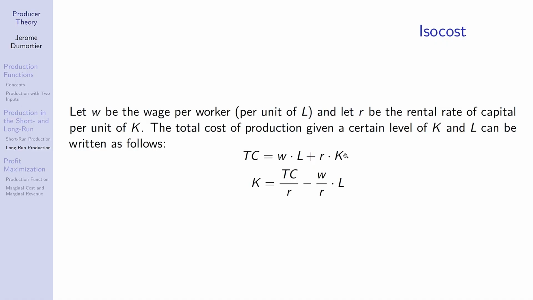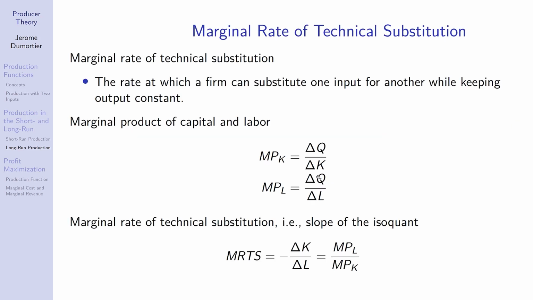Note that you can also change this in terms of the notation, so that you can solve this for K. You will see that we are going to soon show a graph where we have K on the vertical axis and L on the horizontal axis. But note that the slope of this total cost, of this isocost, is actually determined by the ratio of the input prices. Next, we have to talk about the so-called marginal rate of technical substitution.